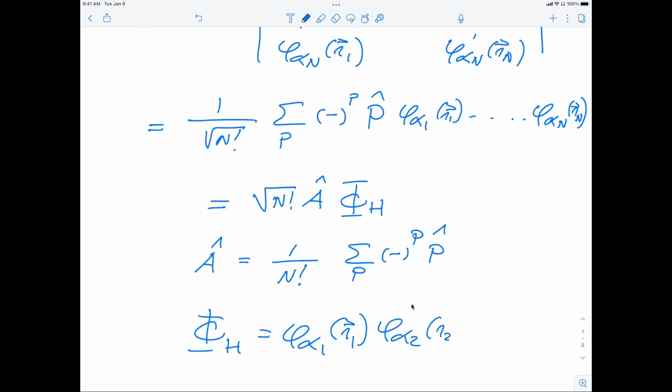R1, R2, and this follows the ordering you have done. So when you want to calculate something, you will always now refer to this ordering. So knowing which permutation you made becomes important. So this will be an alpha n of R n.